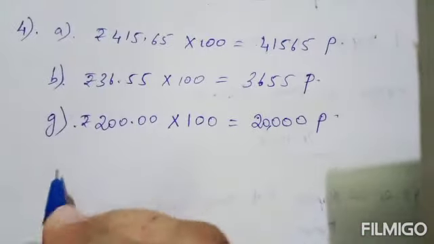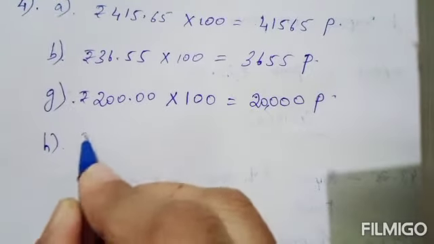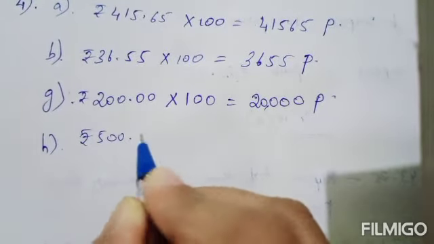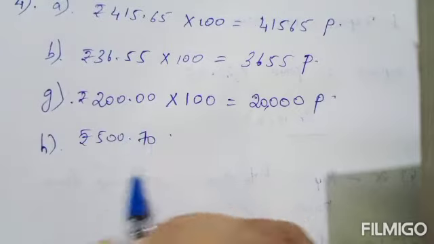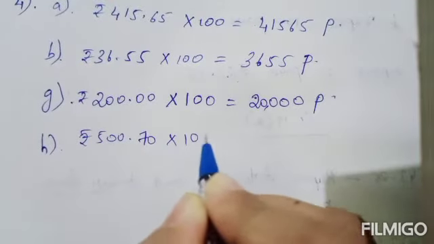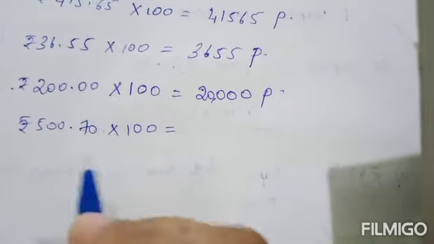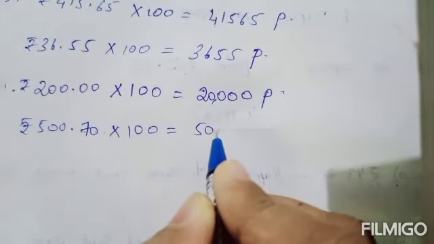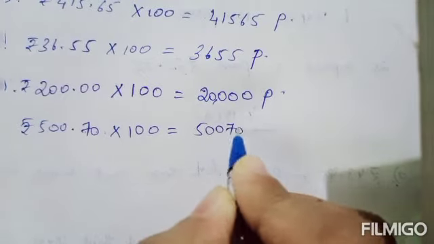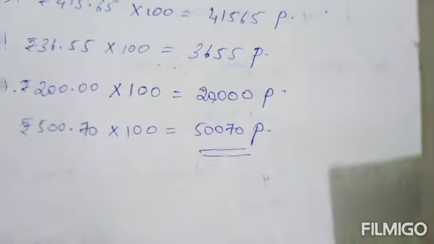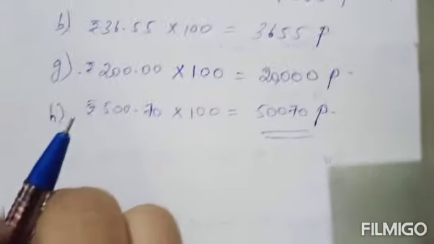Okay, now H, rupees 500.70. So in order to convert rupees to paise, just multiply by 100. What you will get? Decimal point will move 2 places to the right. So you will get 50,070 paise. Okay, do the remaining as homework.